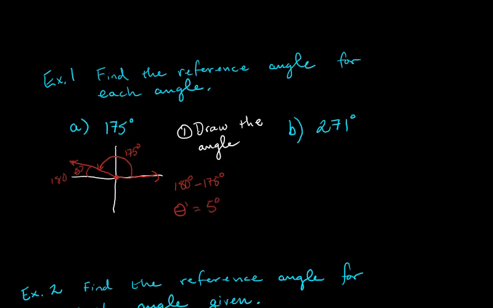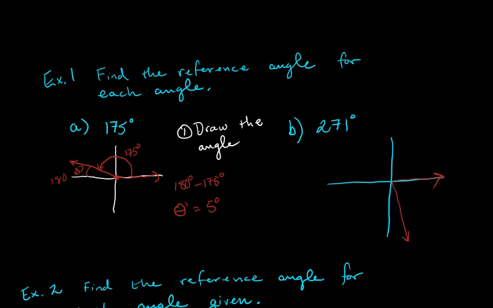Okay? If you want to pause the video and try 271 on your own, feel free, and then I will do the answer, and you can see if you were right. So 271. Here's my initial side. And then 271 degrees would be in the fourth quadrant, right?